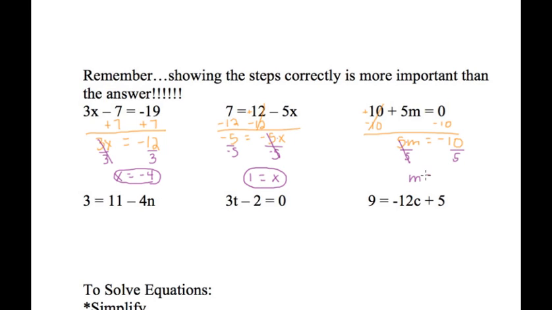m equals negative 10 divided by 5. Negative divided by a positive is a negative 2.